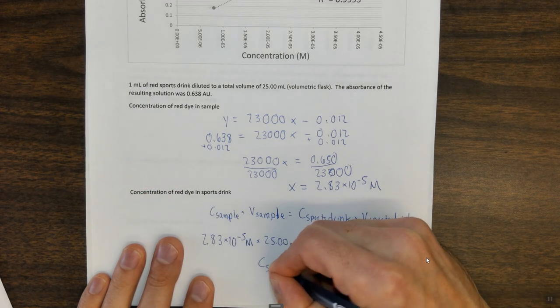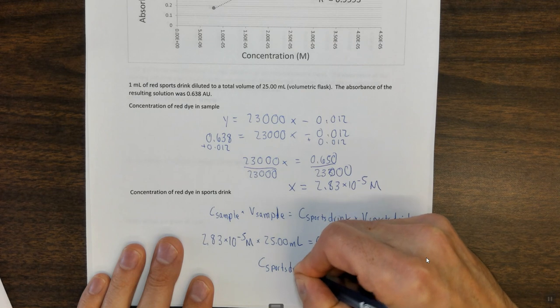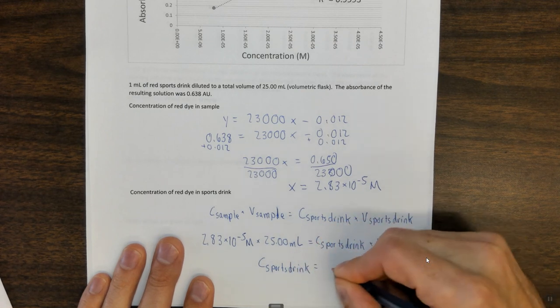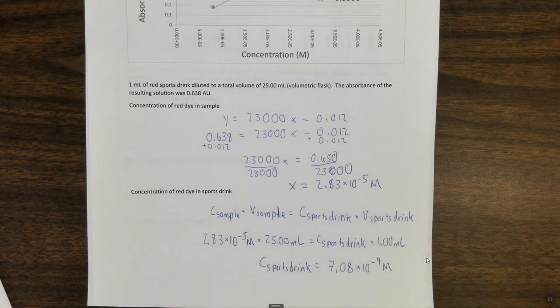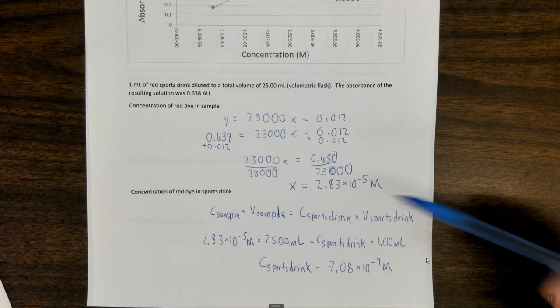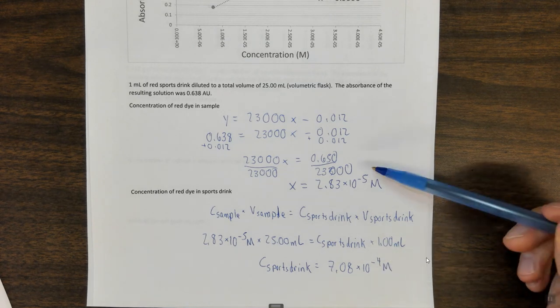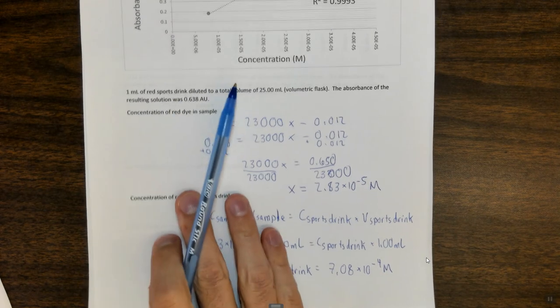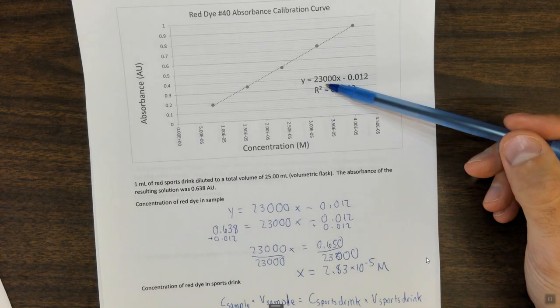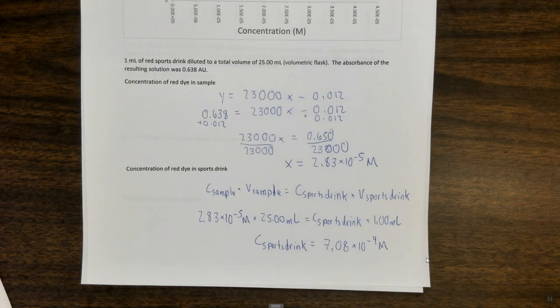And I find that the concentration of the sports drink, when I do this math, is equal to 7.08 times 10 to the minus 4 molar. So the concentration of the red dye in the sports drink is not the same as in the sample, which makes perfect sense because I diluted the sports drink. Why did I dilute the sports drink? So it would fall on the calibration curve. You're going to do this 3 times, and you're going to calculate the average, the standard deviation, and the relative standard deviation, and you're going to talk about the precision of the measurements.